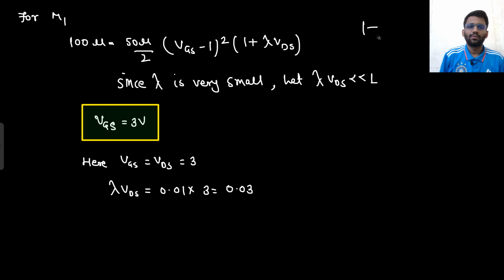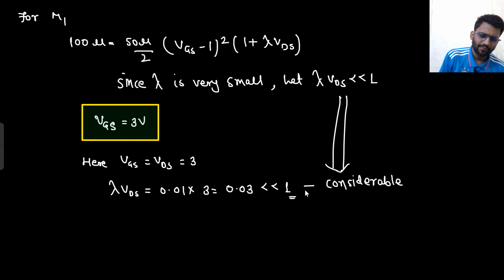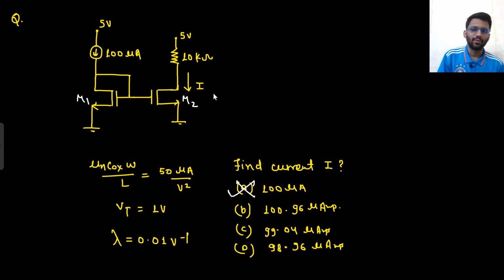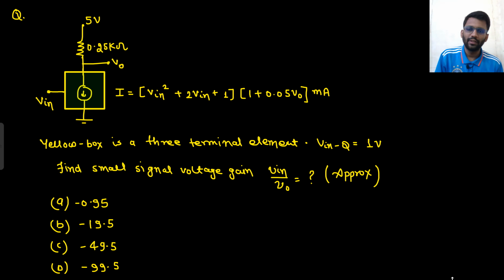Well and good. So this is the lambda VDS value which I got, which is very less than 1. So the assumption is considerable. This thing is considerable now. So VGS value I have, that is 3 volt, and that is equal to VDS only. So now what is my ratio? I M1 divided by I M2 is equal to 1 plus lambda VDS, VDS is 3 here, so 1 plus lambda 3, divided by 1 plus lambda VDS2. What will be your VDS2? Let's just say the current in M2 is X. So for now I am writing it as VDS2 only. So now what will be your VDS2?